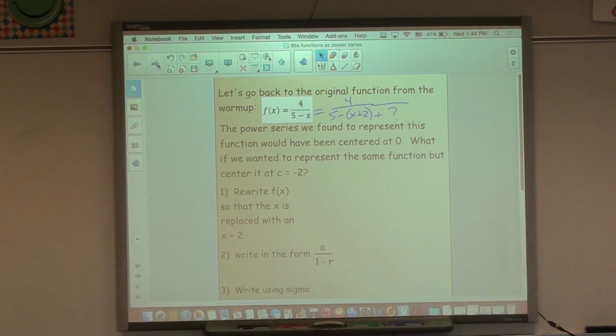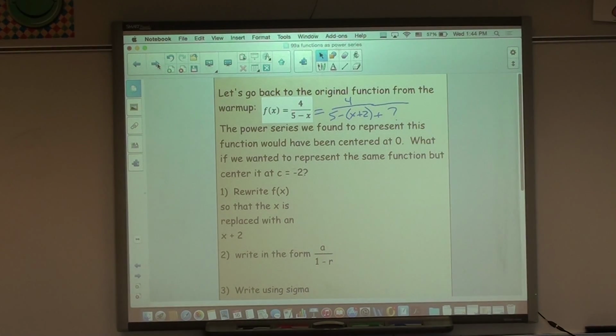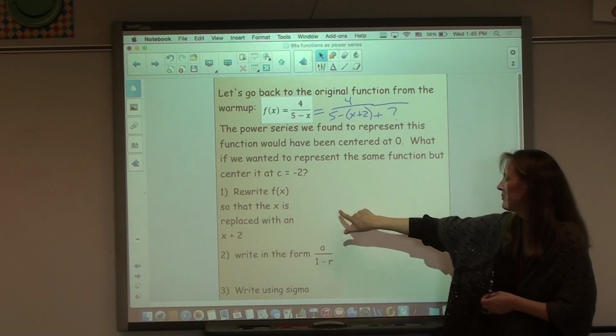Just add 2. Make sure you're adding -2. Just distribute it. Okay. Alright, you actually did it.